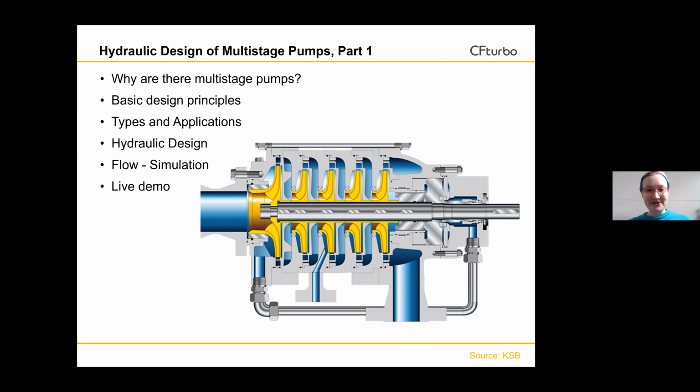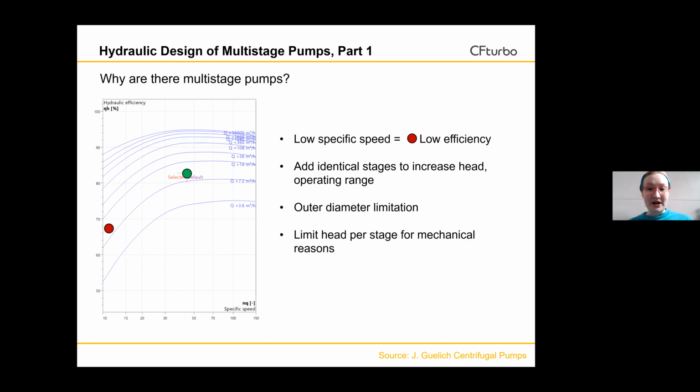So, why are there multi-stage pumps? There are several reasons. First, we look at a diagram of hydraulic efficiency over specific speed. If the specific speed for a required duty point falls to a level where the efficiency would be too low and the energy cost becomes too high, multi-stage pumps become a choice. That's the case if rotational speed cannot be increased.